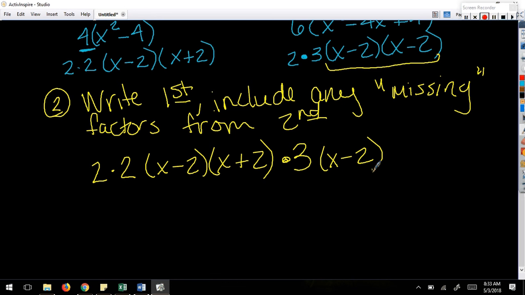So now I can put everything together. 2 times 2 times 3 would be 12, right? 2 times 2 is 4, times 3 is 12. I've got 2 x minus 2's and an x plus 2. So that is my least common multiple of those two. Does that make sense to you? This is by far the hardest part of adding and subtracting fractions, finding that LCD, which is also an LCM. Can we do another?